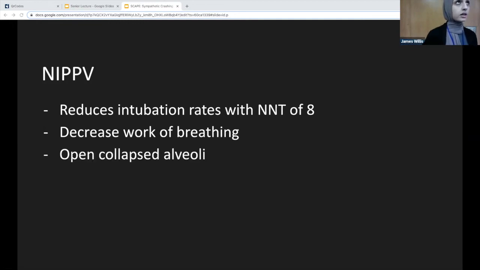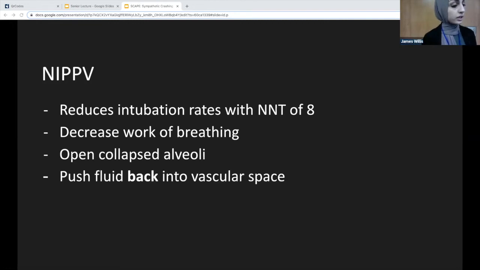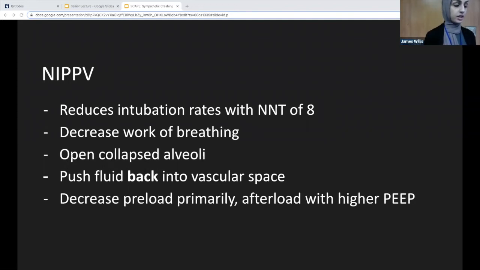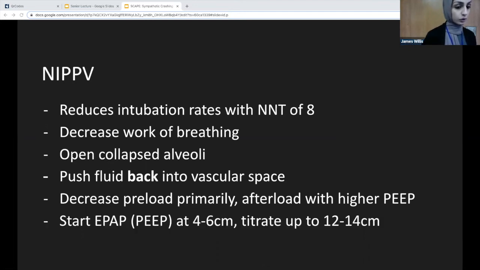It opens up collapsed alveoli, and alveoli that are filled with fluid. When you give these patients PEEP, it pushes fluid back into the intravascular space. And increased intrathoracic pressure decreases preload, and at high doses will also decrease afterload.